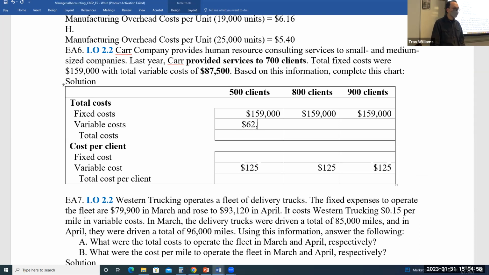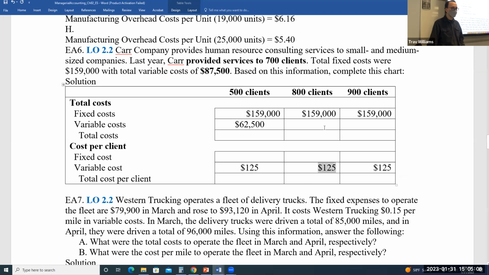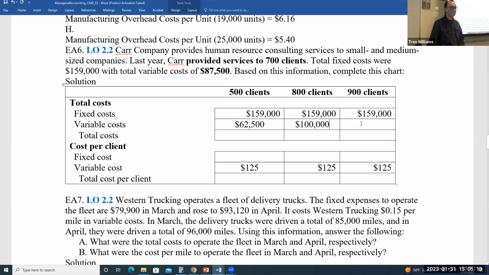62,500. And we'll do the same thing here. 125 times 800 clients is exactly 100,000. And 125 times 900, 112,500.